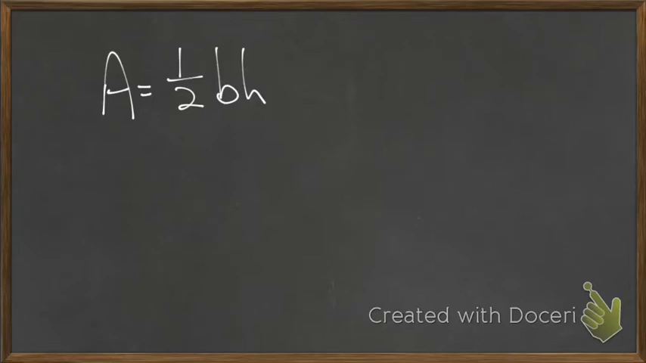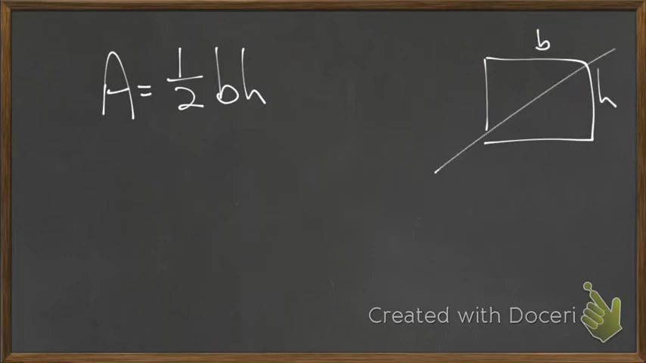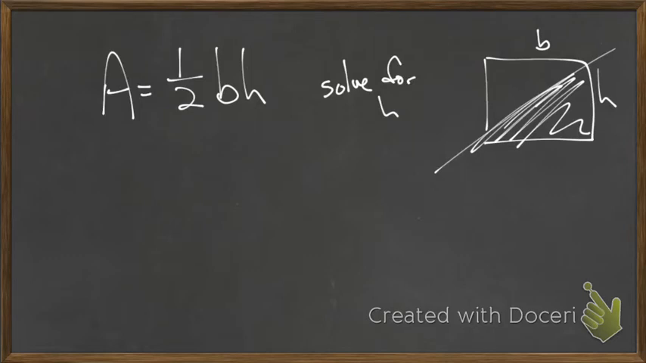Here's a square. That'd be base times height, right? Half of that is a triangle. So let's say we knew the area of a triangle and we knew the base of a triangle, but we didn't know the height. So guess what we could do? We can solve for h and we can have a height equation instead of an area equation.